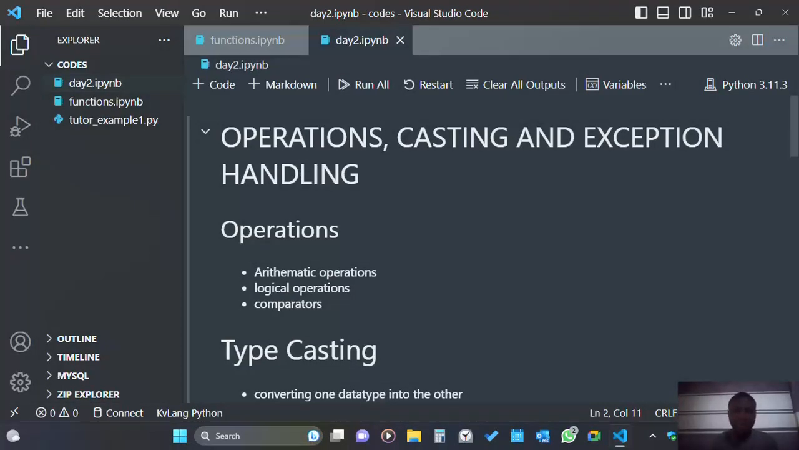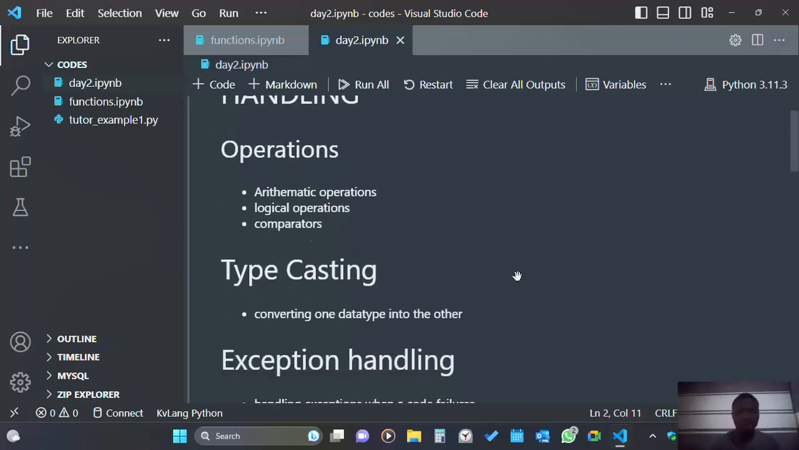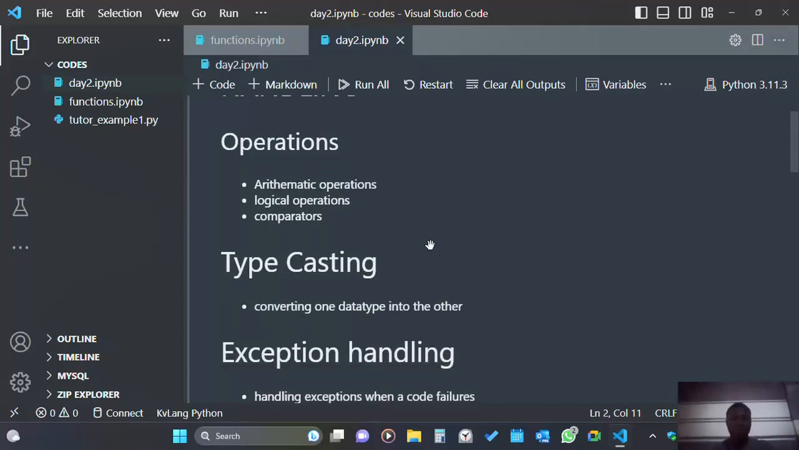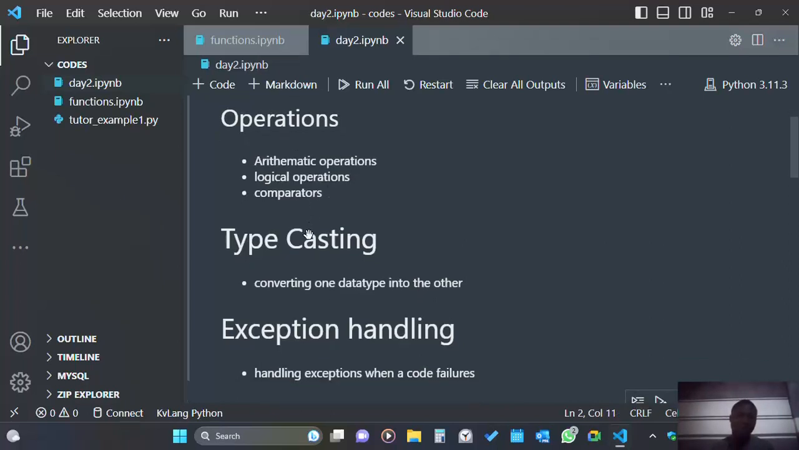So today we are going to learn about operations, casting and exception handling. Under the operations, we are going to learn about arithmetic operation, logical operation, and comparators. And under typecasting, simply, typecasting is converting one data type into the other.